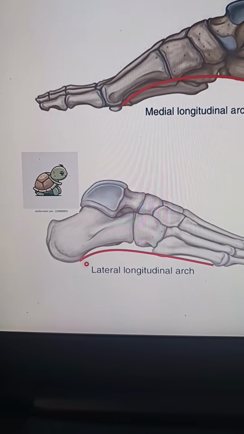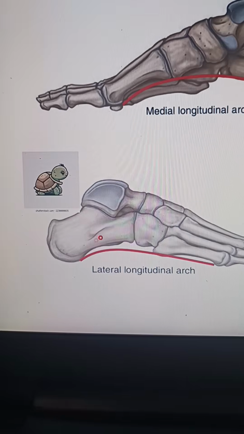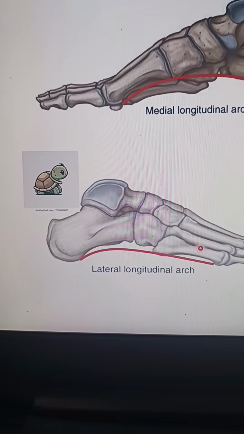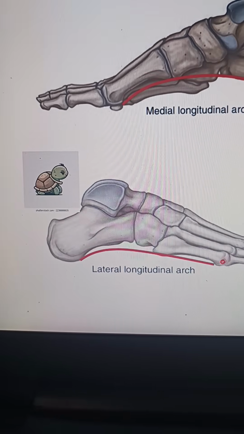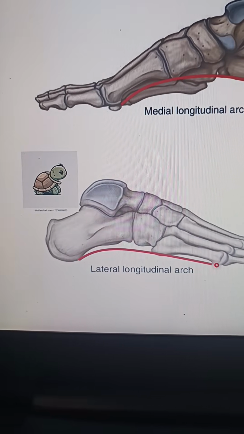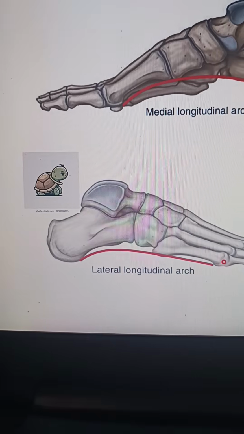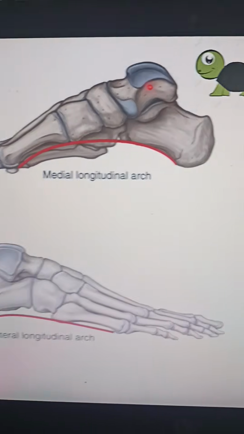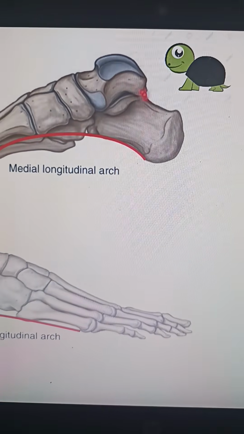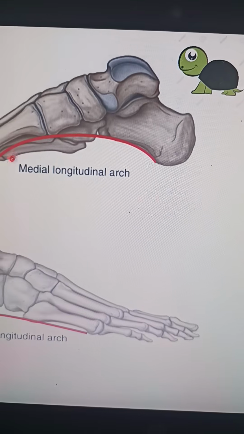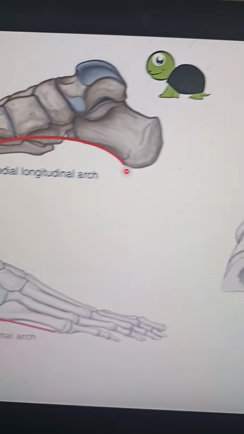So now you can see the talus doesn't have a direct participation in the lateral longitudinal arch. So we can say the arch is formed by the calcaneum, the cuboid, and the heads of the two lateral metatarsal bones, that is the fourth and fifth. So talus has no role in the formation of the lateral longitudinal arch. Talus is the extra bone which forms the additional high arch for the medial longitudinal arch.